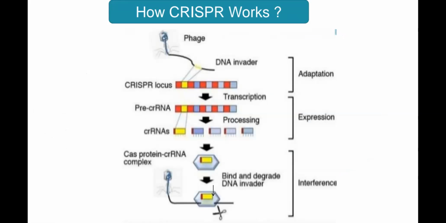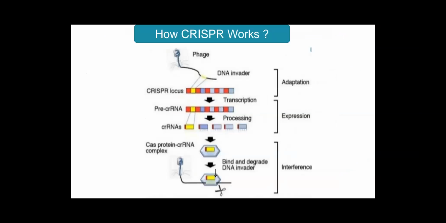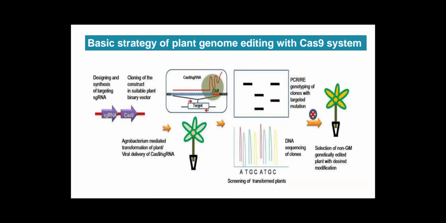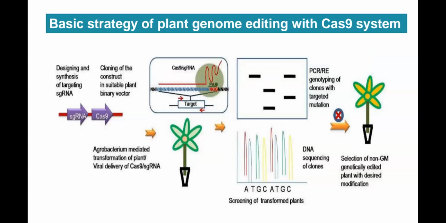the invading DNA. In plants, it involves the selection of the target DNA, then synthesizing and designing of the single guide RNA. After that, the target DNA along with the suitable Cas9 variant is cloned into a plant binary vector for the transformation of the target plant species, generally with Agrobacterium.